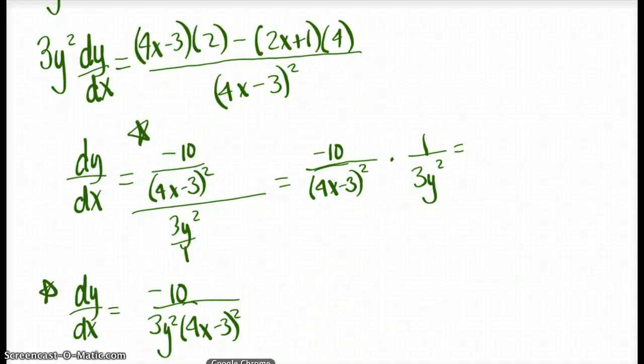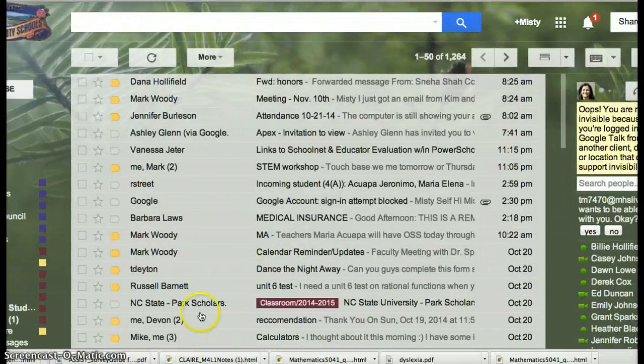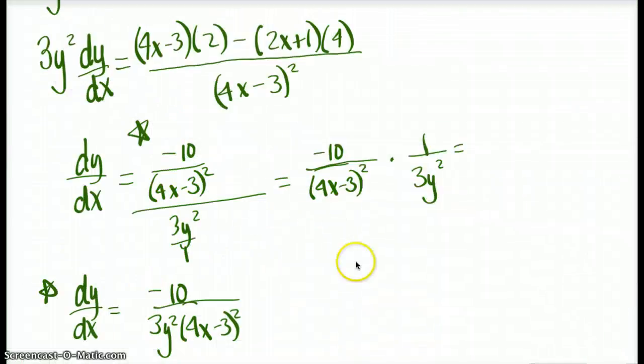The negative 10 came from there. The negative 10 came from 8x, and then I subtracted 8x here. If you FOIL this out, if you distribute the 4 through, it would cancel out to negative 10.